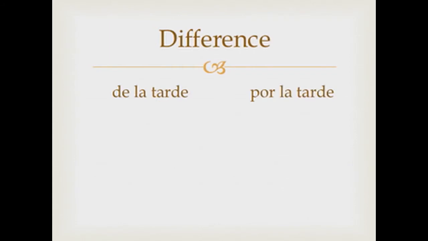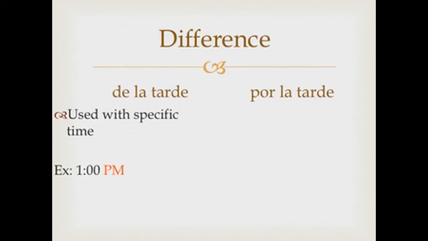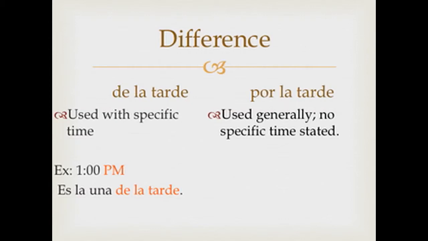Now what's the difference? Because with days of the week, we saw por la tarde. And then AM and PM with time phrases, we're using de la tarde. So what is the difference? De la tarde is used with specific time. Por ejemplo, 1 p.m. Es la una de la tarde. Por la tarde is used generally. There's no specific time stated. So with the days of the week, I used por la tarde because it was generally that part of the day. So here, in this example, por la tarde me gusta correr. In the afternoon, I like to run. So that's the main difference. So do not get those mixed up.